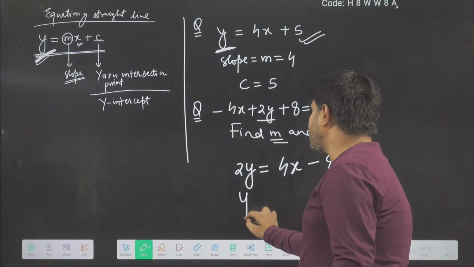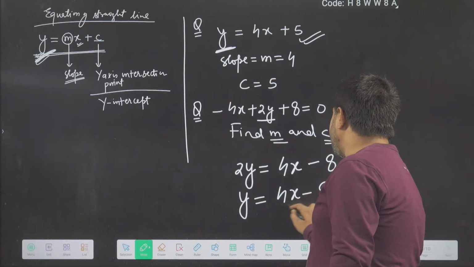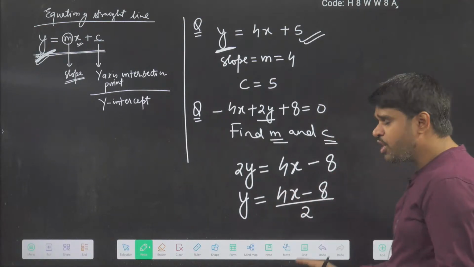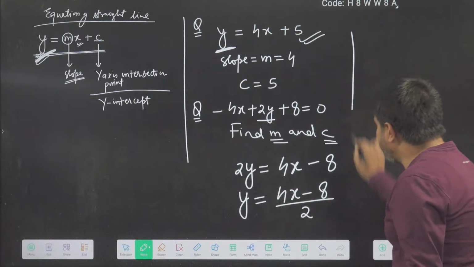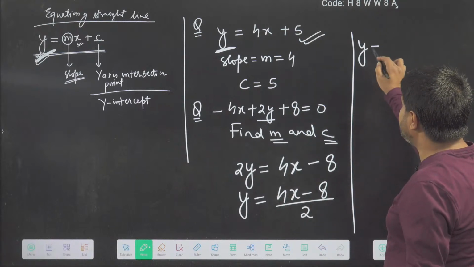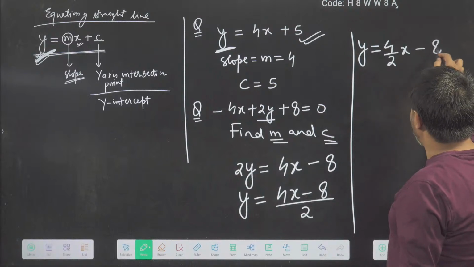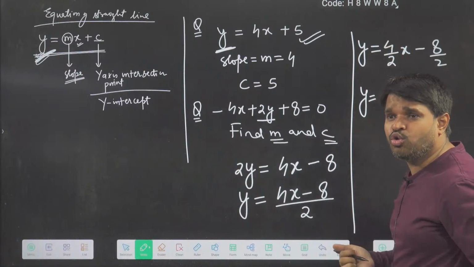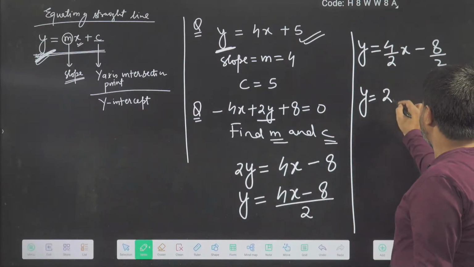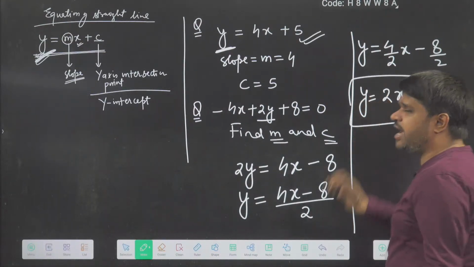So what I got? y equals 4x minus 8 by what? 2. Now bring these two separately below both terms. So I got the final equation y equals 4 by 2 x minus 8 by 2. Simplify. 4 by 2 becomes what? 2. 2x minus 4. Now this is our desired form.